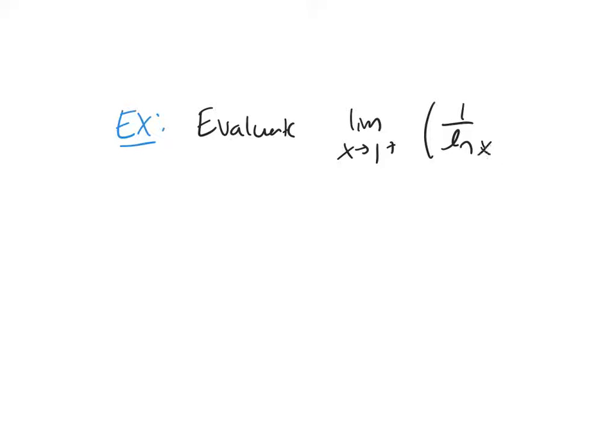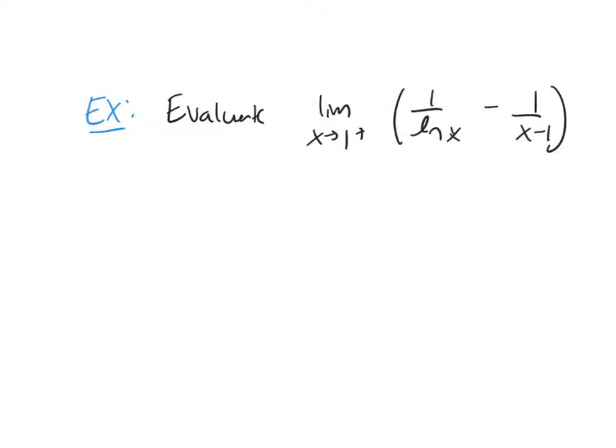So we're going to look at one final example involving limits. Let's evaluate the limit as x goes to 1 from the right of 1 over ln x minus 1 over x minus 1. If I plug in 1, I'm getting 1 over ln of 1, which is 0, so I'm getting infinity minus infinity.